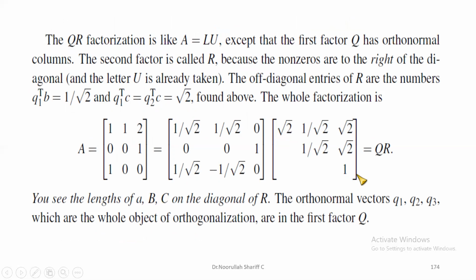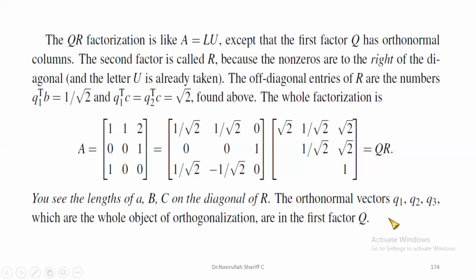Then the off diagonal entries of R are the numbers which just correspond to Q1 transpose B, that is 1 by root 2. Q1 transpose C is equal to Q2 transpose C, again, which is equal to root 2. So this we have written over here as 1 by root 2, and these two as root 2 itself. So thus we get the value of Q. We already said that the lengths of A, B, C are on the diagonal of R. So we have to just write the lengths of A, B, C over here, and then find these three elements, which are formed like this.